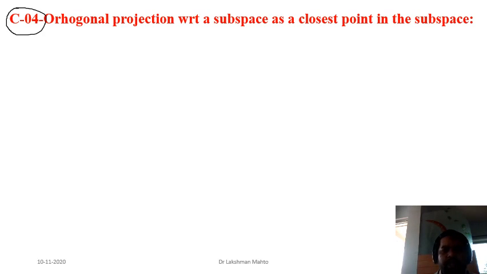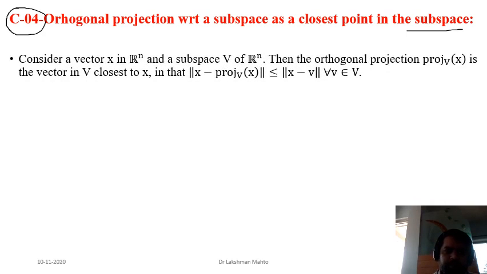So, orthogonal projection with respect to the subspace as the closest point in the subspace. If you observe orthogonal projection as a concept, what does it talk about? It is talking about the closest point in the subspace. If you are projecting any point over a subspace, then you get the closest point in the subspace with respect to the given point. So that is the geometrical visualization of orthogonal projection.